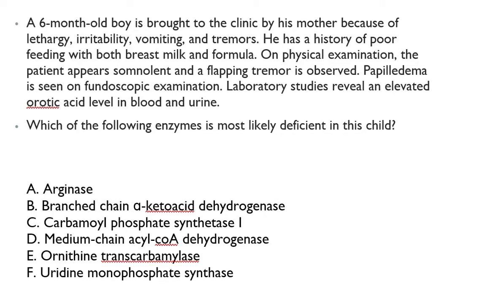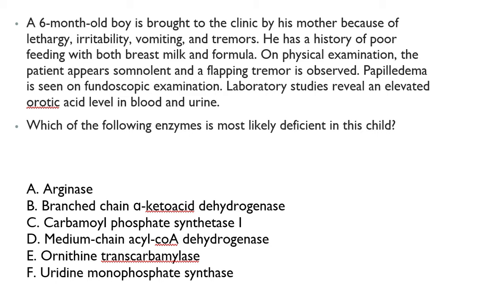A 6-month-old boy is brought to the clinic by his mother because of lethargy, irritability, vomiting, and tremors. He has a history of poor feeding with both breast milk and formula. On physical examination, the patient appears somnolent and a flapping tremor is observed. Papilloedema is seen on fundoscopic exam.